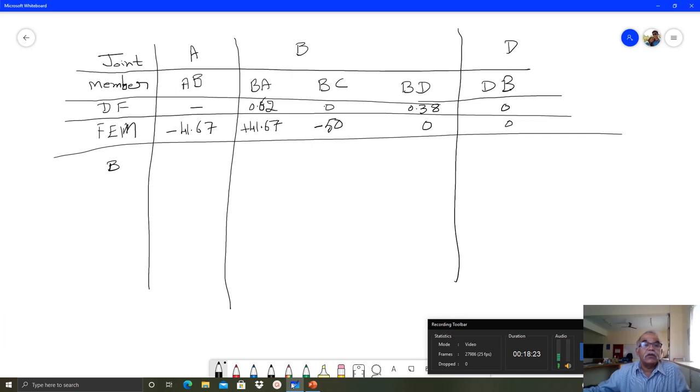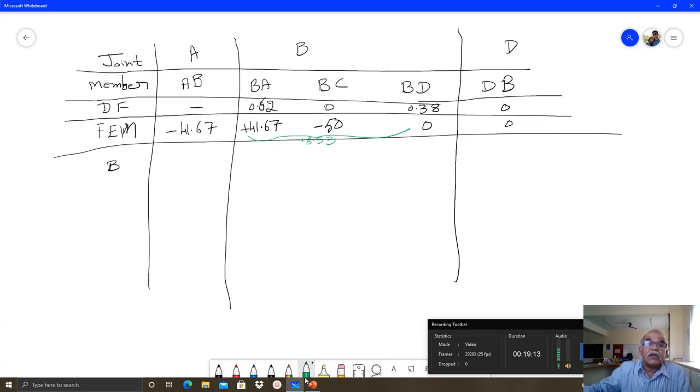Now if you do balancing, A balancing should not be done, and at joint B balancing should be done. Now unbalanced moment of this, that is 41.67 minus 50, it is minus 8.33 is the unbalanced moment, therefore plus 8.33 is the balanced moment.